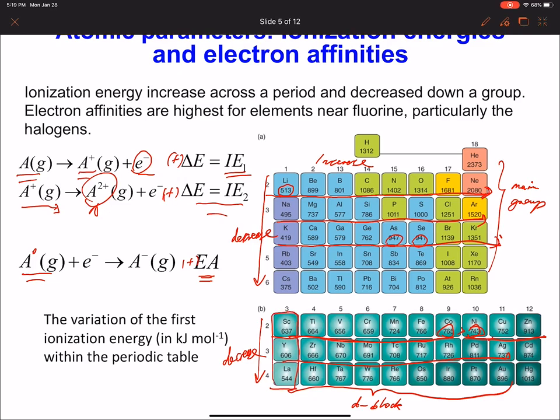But if we move from group 5, going this way, in group 5 in fact it increases. And for group 6, group 7, group 8, group 9, group 10, the ionization energy keeps increasing. So compared to the main groups, in the D block the trend is not very consistent.